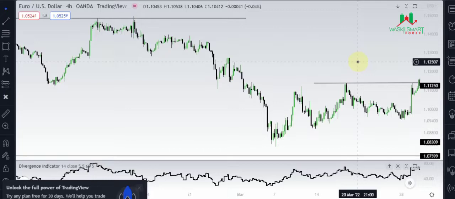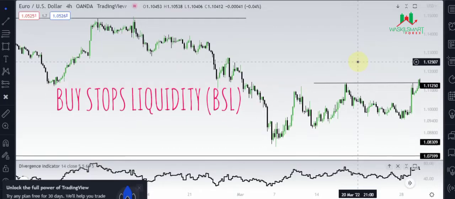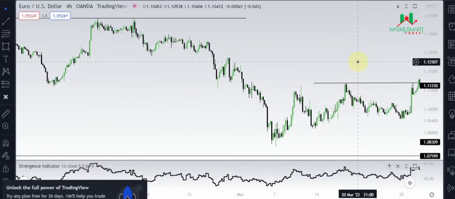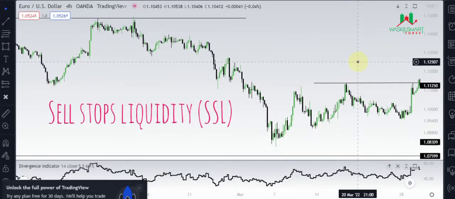So today we'll be talking about the liquidity concept. I will just try and brief things out. We have two types of ways the banks or the institutionals always take out liquidity. The first one is the buy stop liquidity, which is the BSL. The second one is the sell stop liquidity, which is the SSL.